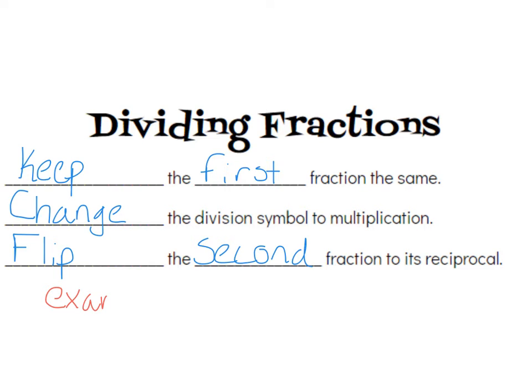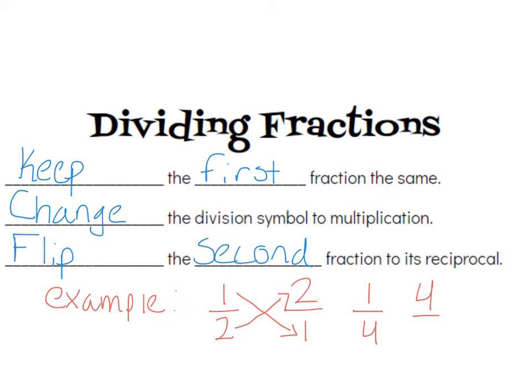In the example, 1/2, what is the reciprocal? The reciprocal of 1/2 is 2/1. All we do is flip the fraction so that the denominator becomes the numerator and the numerator becomes the denominator. Let's try one more example. In the fraction 1/4, what is the reciprocal? Good. The reciprocal is 4/1.